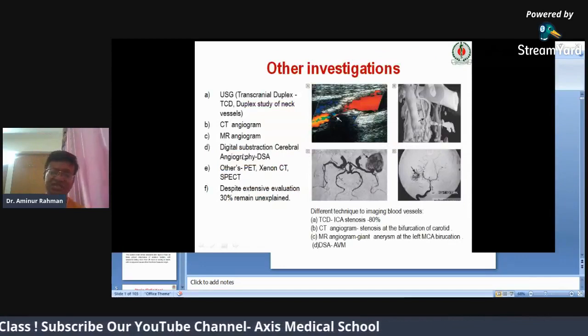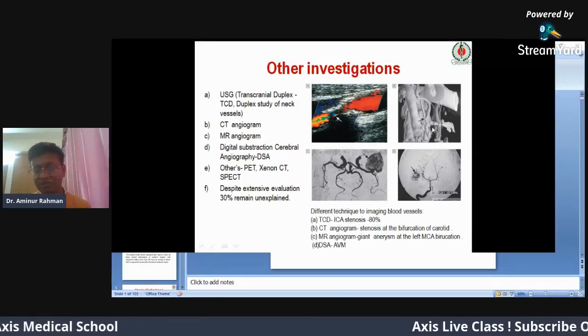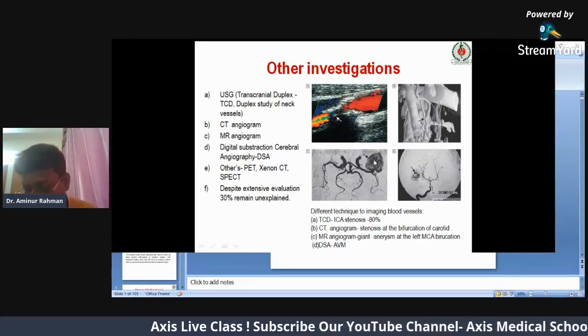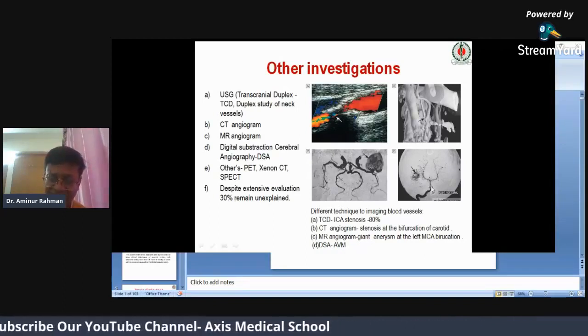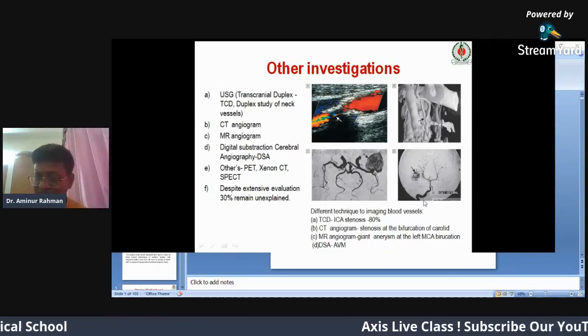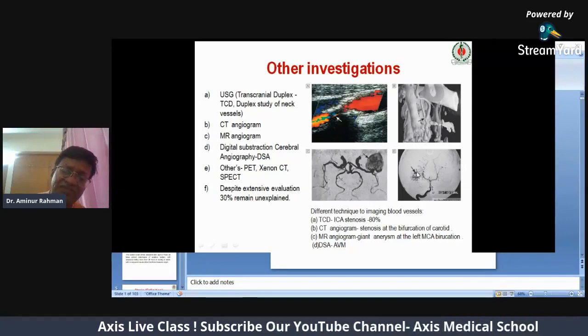Other investigations include the duplex study. Ultrasonography is a transcranial duplex. This is a CT angiogram, and this is an MRI angiogram. This is an AVM or aneurysm; you can diagnose it with the MRI angiogram. And this is the DSA, digital subtraction angiography, with which we can find that there is an AVM.